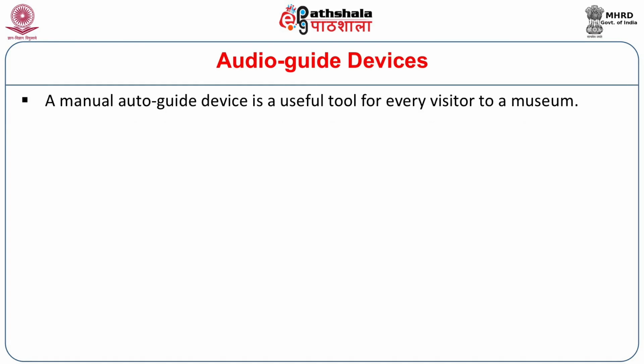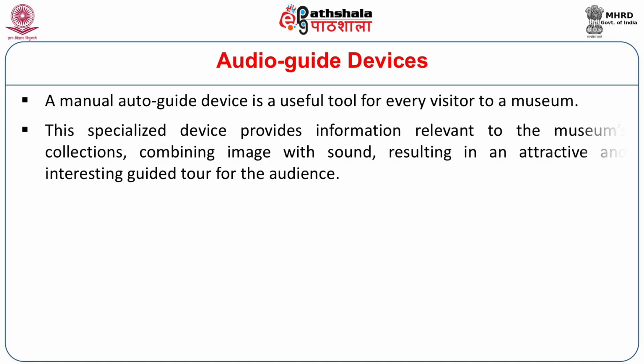A manual audio guide device is a useful thing for the everyday visitor in a museum. This device provides information relevant to the museum collection. Sometimes it also explains some points about the important collections. It also combines images of the collection with sounds, resulting in an attractive and interesting guided tour for the audience.